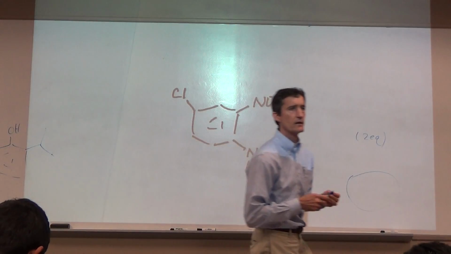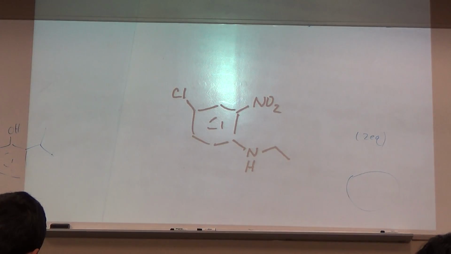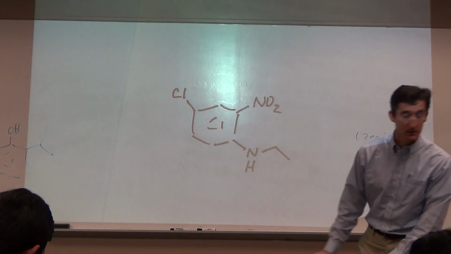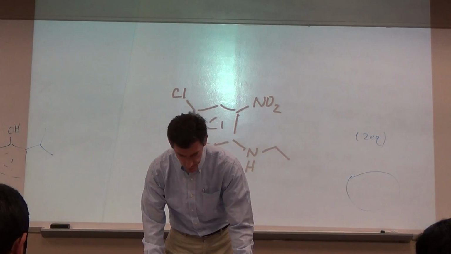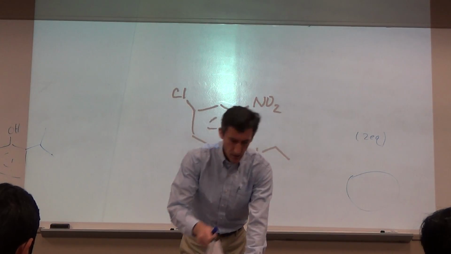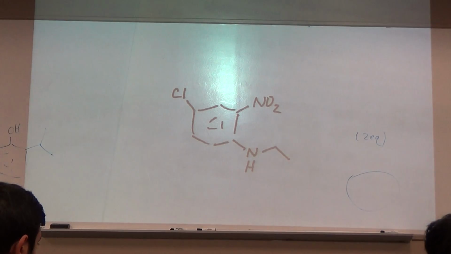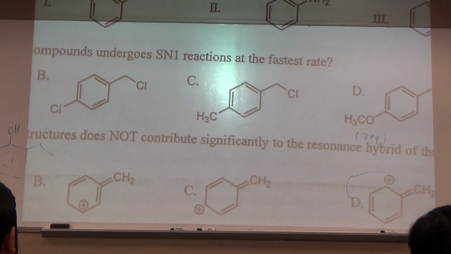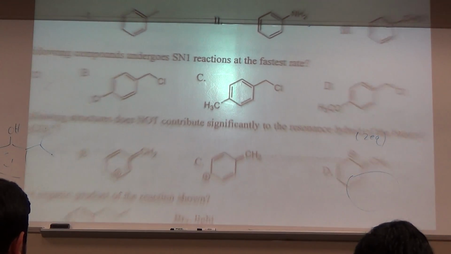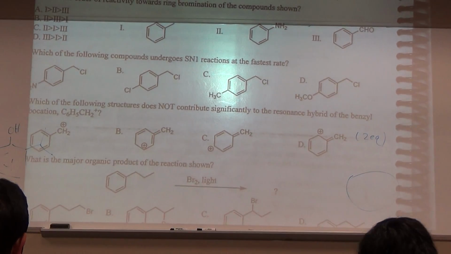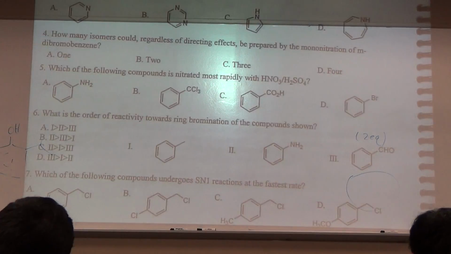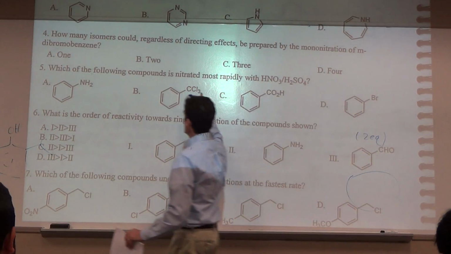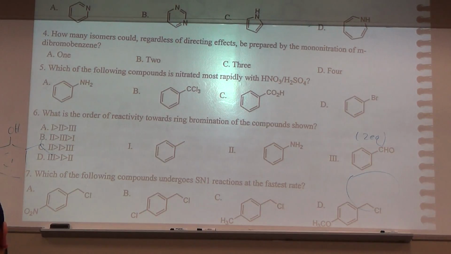Test on Friday. Questions? Could you do number 5 on page 30? It's one of the multiple choice. Which of the following compounds is nitrated most rapidly? Number 5 on page 30. Nitrated most rapidly. Basically, we're looking at activating effects.